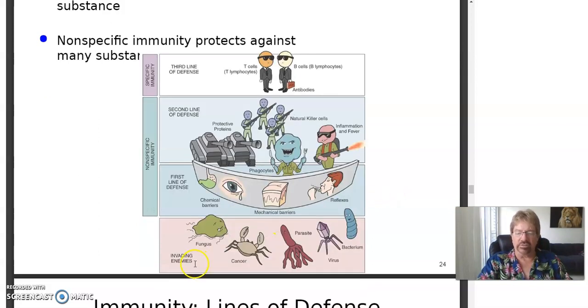What are some of the things that we have to worry about? Well, fungus, cancer, parasites, viruses, bacterium. Bacterium is singular.